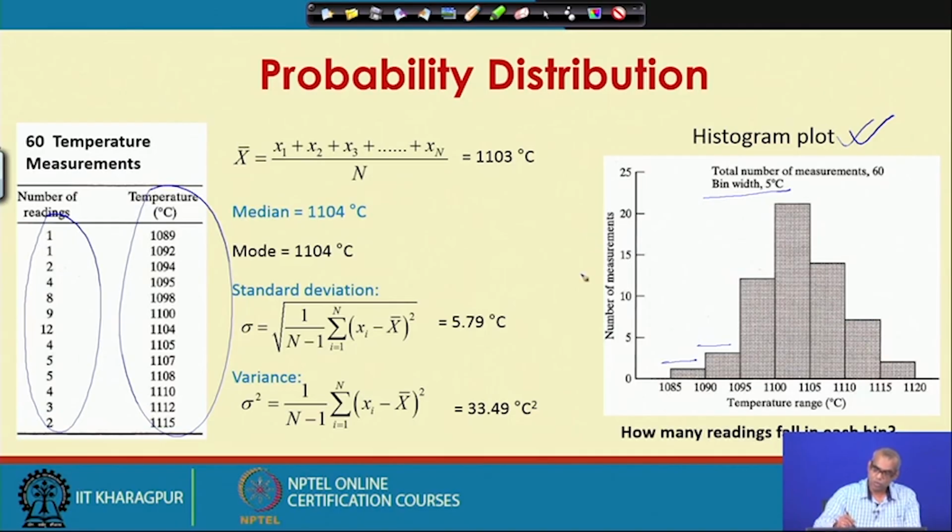So, this is that number of measurements or readings. So, basically this is the frequency of occurrence. So, this plot, this is known as a histogram plot. So, it pictorially presents the distribution of the data.